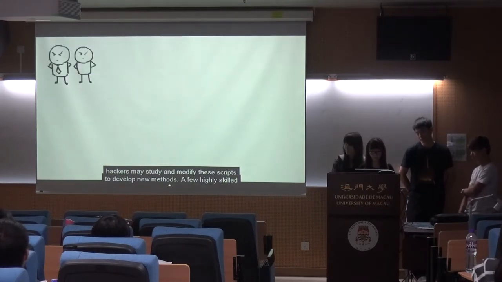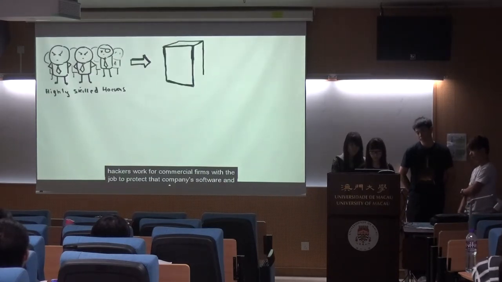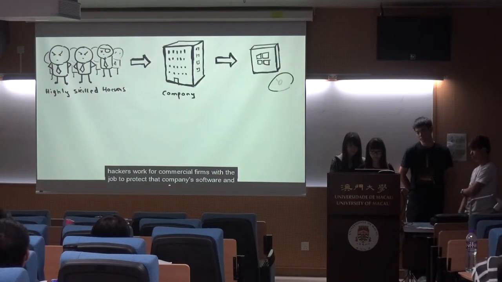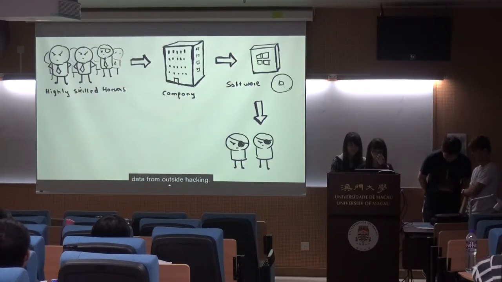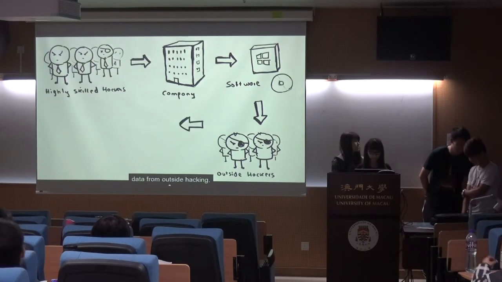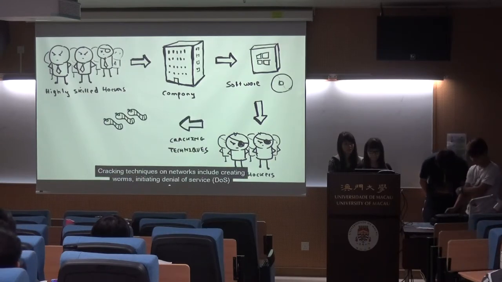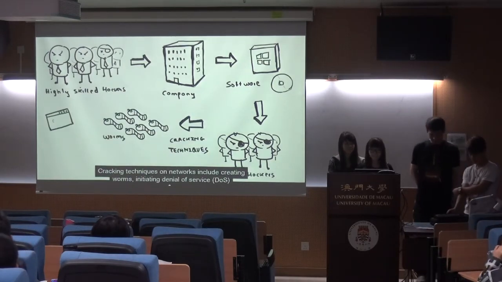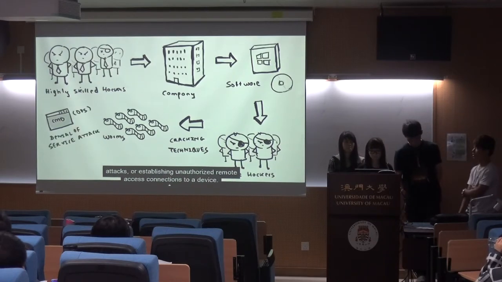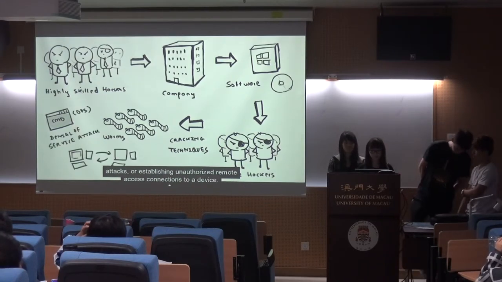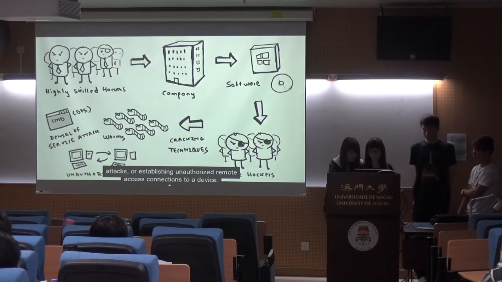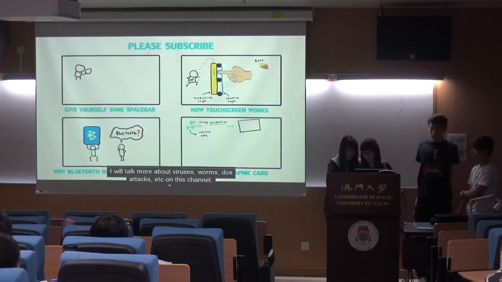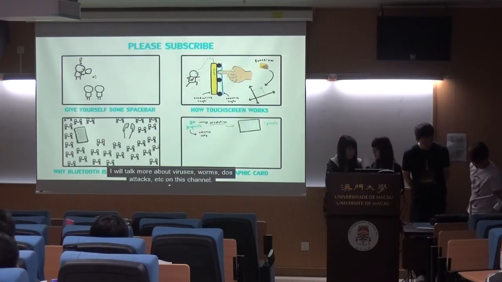A few high-skilled hackers work for commercial firms with a job to protect that company's software and data from outside hacking. Cracking techniques on networks include creating worms, initiating denial-of-service (DoS) attacks, or establishing unauthorized remote access connections to a device. I will talk more about viruses, worms, DoS attacks, etc.